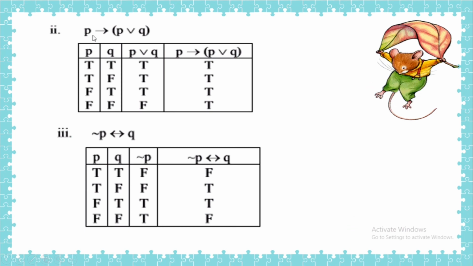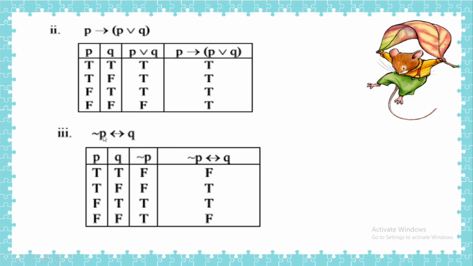Solution 2. P → (P or Q). P, Q, P or Q. True, true, true. True, false, true. False, true, true. False, false, false. And P → (P or Q) is true, true, true, true.